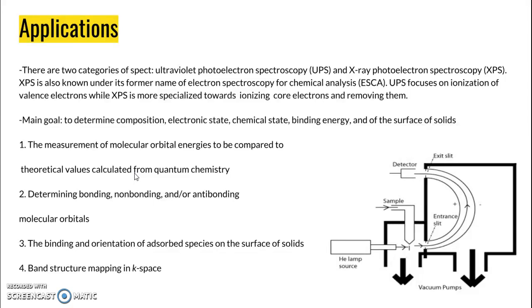There are 2 categories: ultraviolet photoelectron spectroscopy and X-ray photoelectron spectroscopy. And XPS is also known under its former name of electron spectroscopy for chemical analysis. UPS focuses on ionization of valence electrons, while XPS is more specialized towards ionizing those core electrons, which are harder to remove. The main goal of both of these is to determine composition, electronic state, chemical state, and binding energy on the surface of solids.